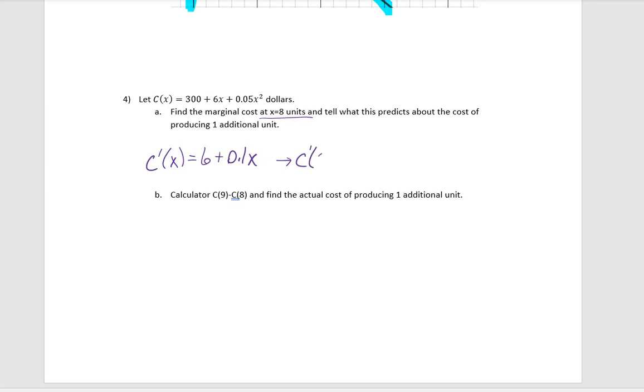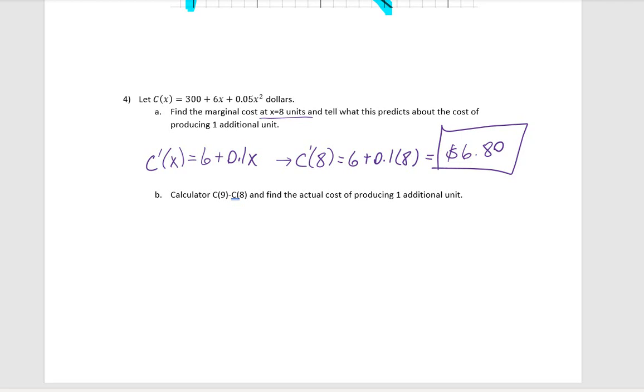So C prime of 8 is going to be 6 plus 0.01 times 8, which is going to give us $6.80. So what that tells us is that we predict it's going to cost us $6.80 to produce one more item. Okay, that means it's going to cost us $6.80 to produce the 9th item.